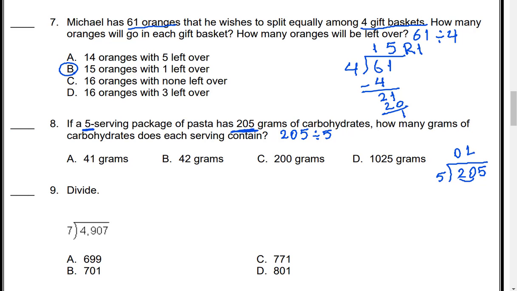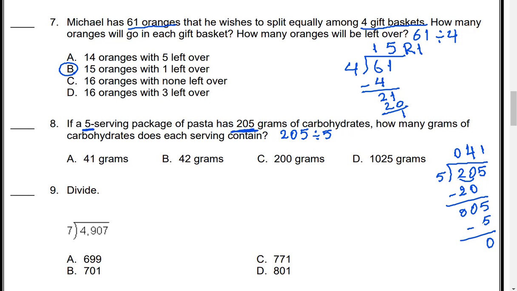20 divided by 5 equals 4. And 4 multiplied by 5 is 20. Now subtract. So this is 0, and we put down the 5. Oh, you didn't finish. You should multiply the 1 by 5. 1 multiplied by 5 equals 5. Subtract. 5 minus 5 equals 0.